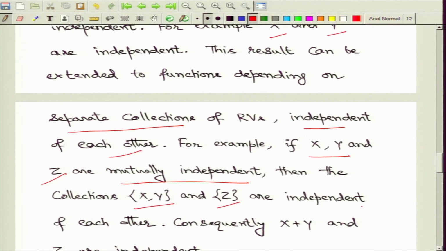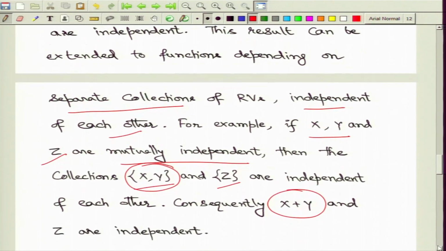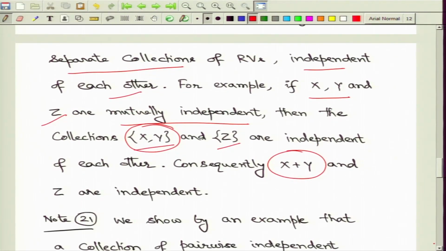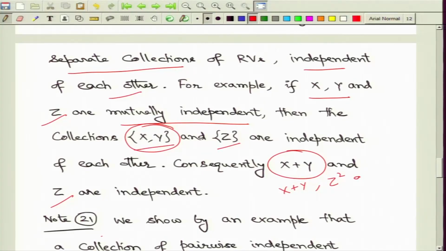But now we can look at the addition function on the first collection. That will give us the new random variable x plus y. What we can conclude from this kind of argument that we have discussed so far is that x plus y and z must be independent of each other. More generally, we can appeal to other interesting functions, and we can say that x plus y and z square are independent of each other. So, this kind of further reduction can also be obtained, and this kind of independence argument will be used towards the later side of our course.